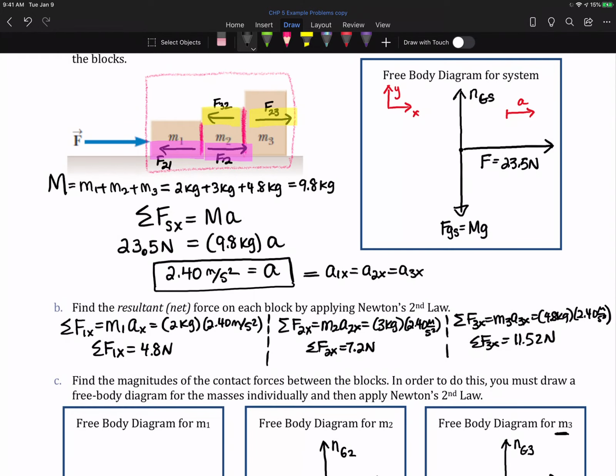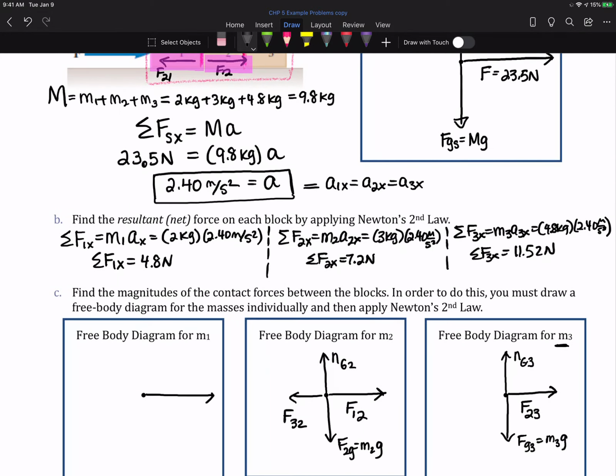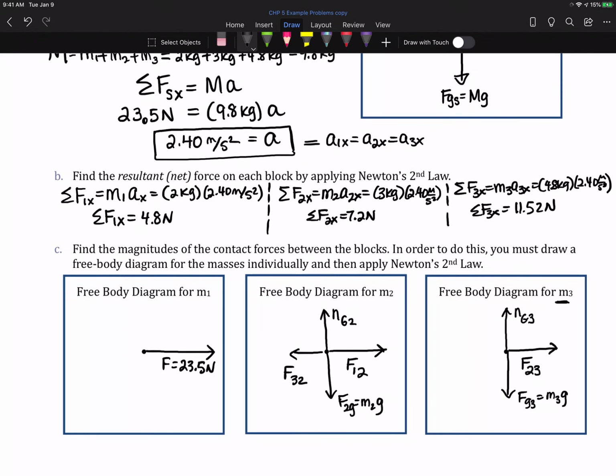Finally, I look at mass 1, and the applied force is acting on mass 1, and that was 23.5 newtons. But then 1 is in contact with 2, so there's a force acting back from 2, acting on 1, and then I still have the normal force of the ground on that object, and I have the force of gravity.